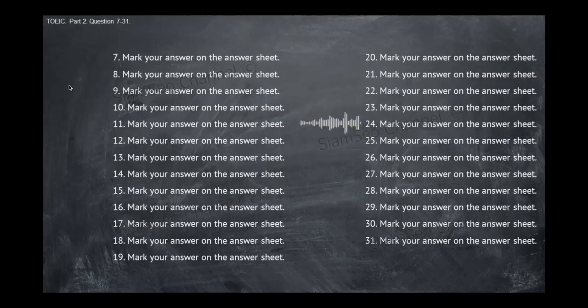Number 24. Where can I call a taxi? A, At the intersection over there. B, Today at 3 p.m. C, No, there is no tax on this.